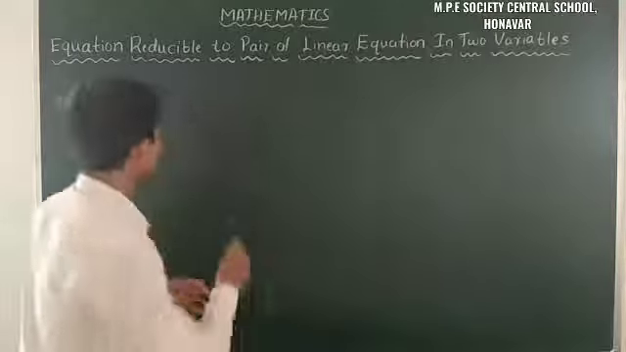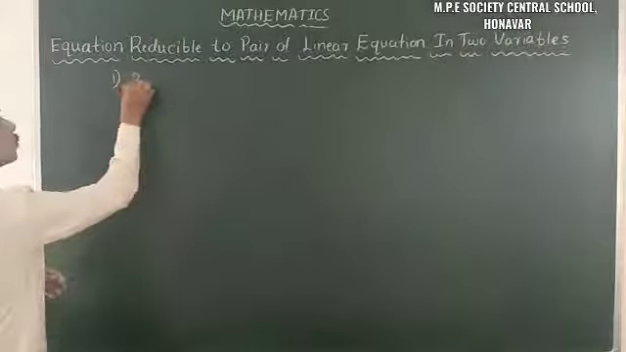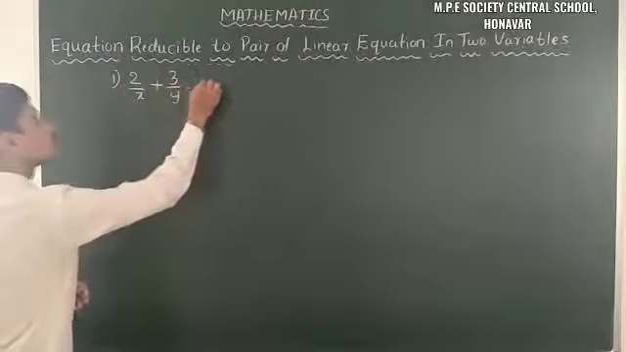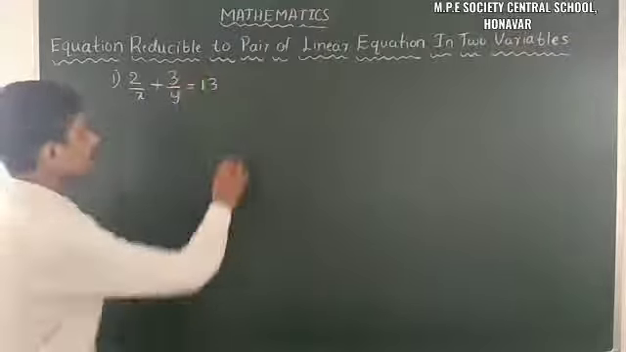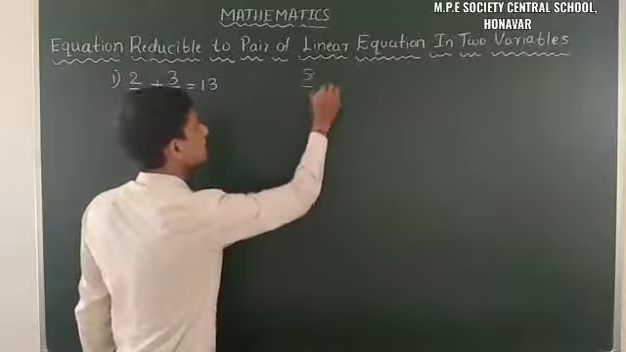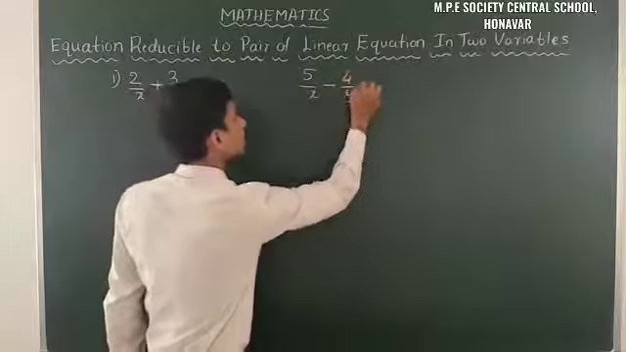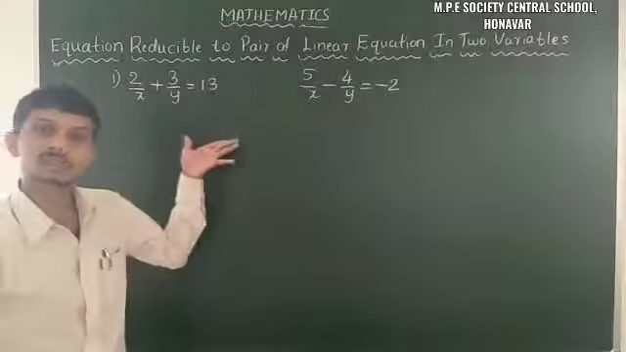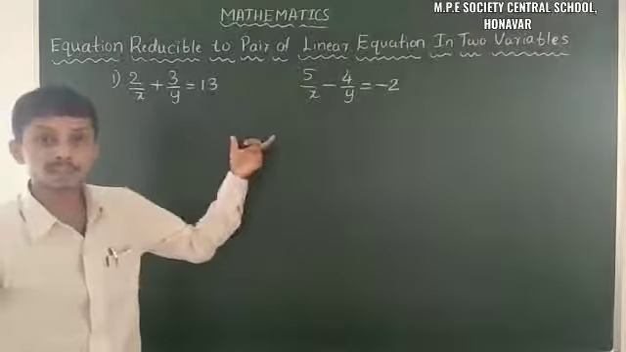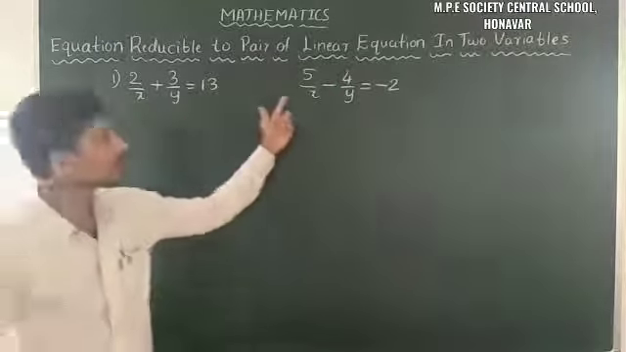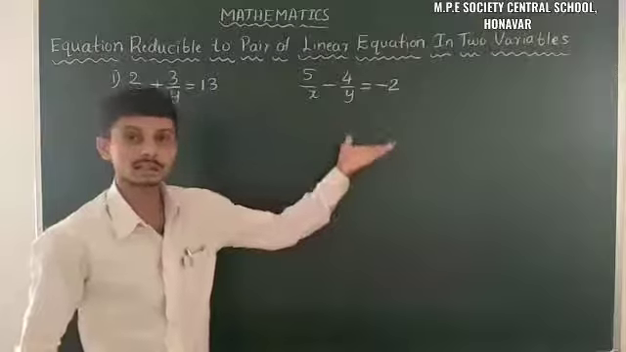The first one: 2 by x plus 3 by y is equal to 30, and 5 by x minus 4 by y is equal to minus 2. So these are the two equations. Just observe here, the variables are in the denominator. Here x and y are in the denominator, and here also x and y are in the denominators.